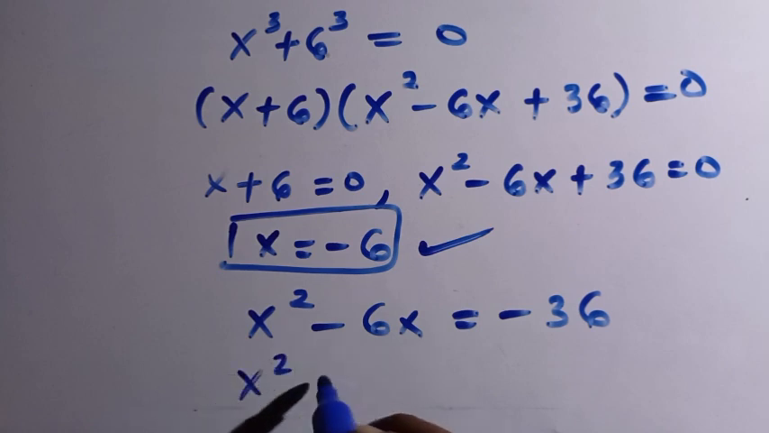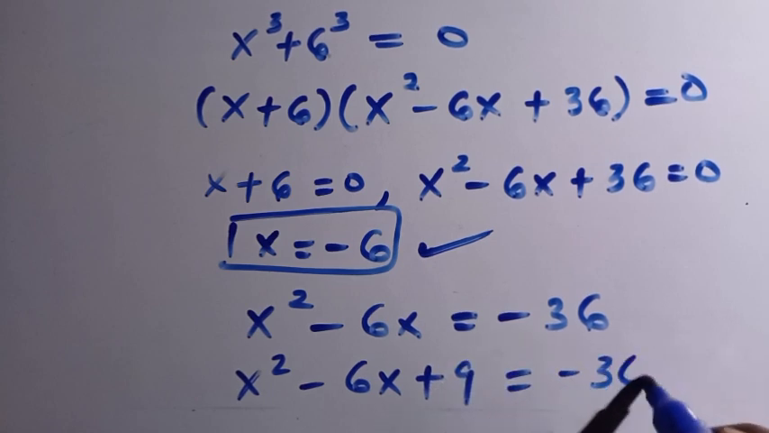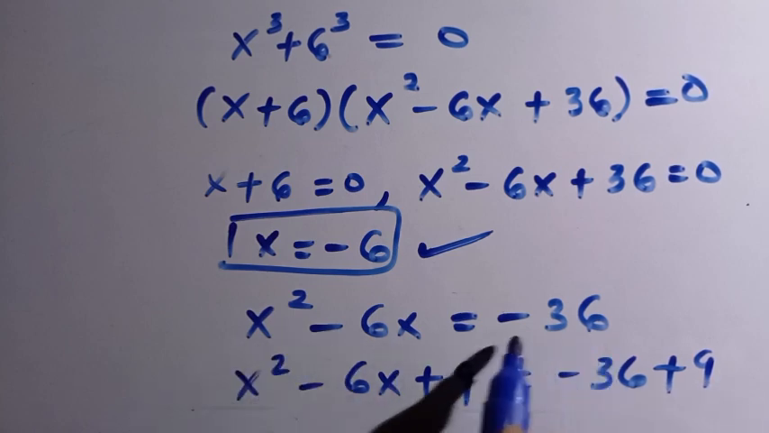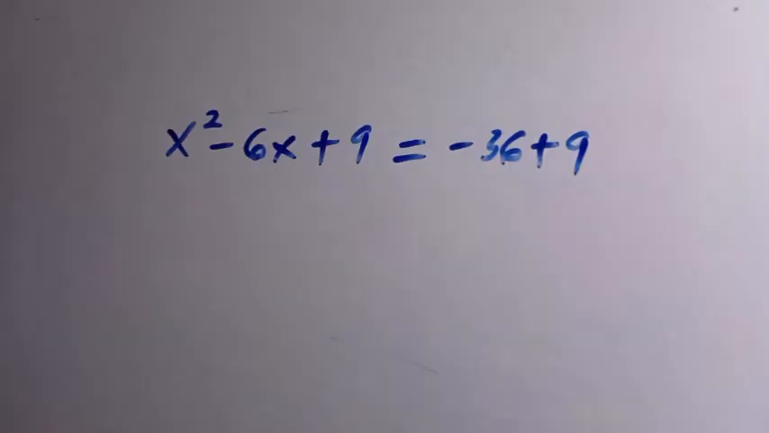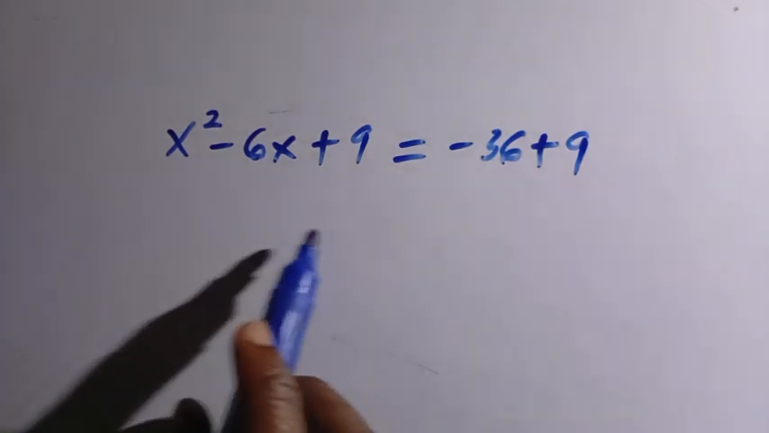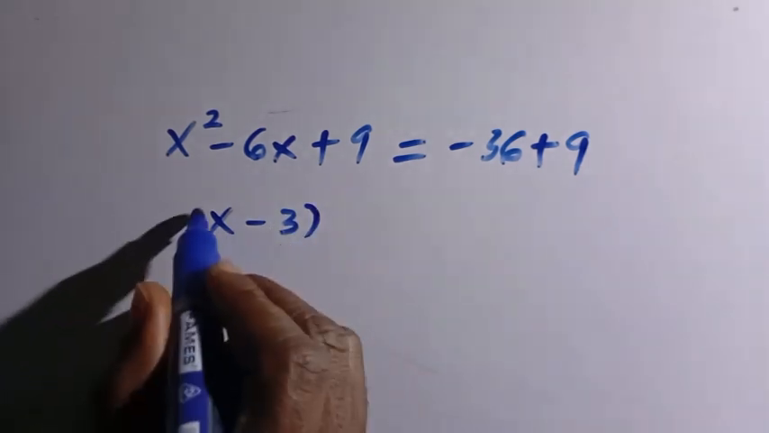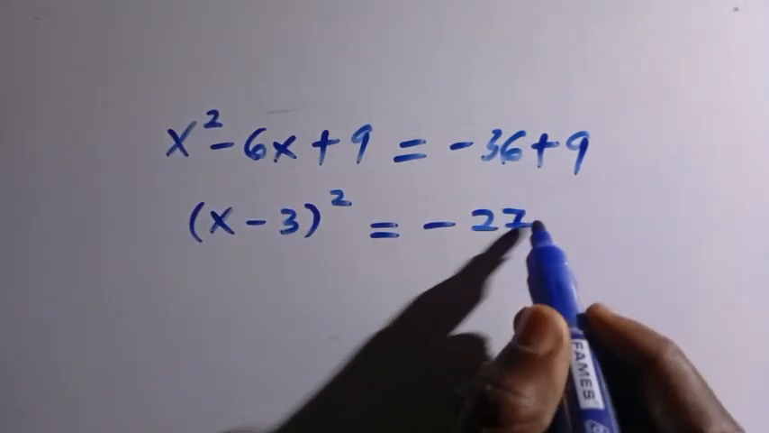So here we have x squared minus 6x plus 9 equals minus 36 plus 9. So now 9 can still cancel 9, okay, and we still have these original equations. So in the next step, we have x squared minus 6x plus 9. So this is given as (x minus 3) all raised to the power of 2 equals minus 27.